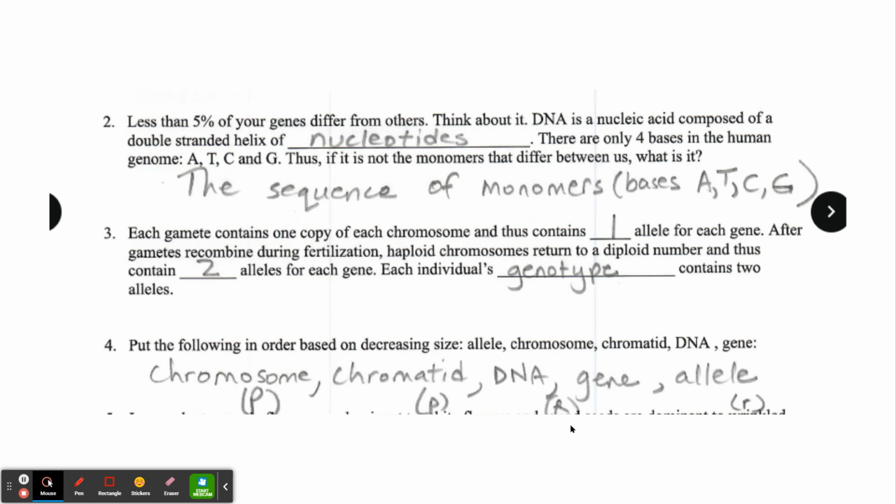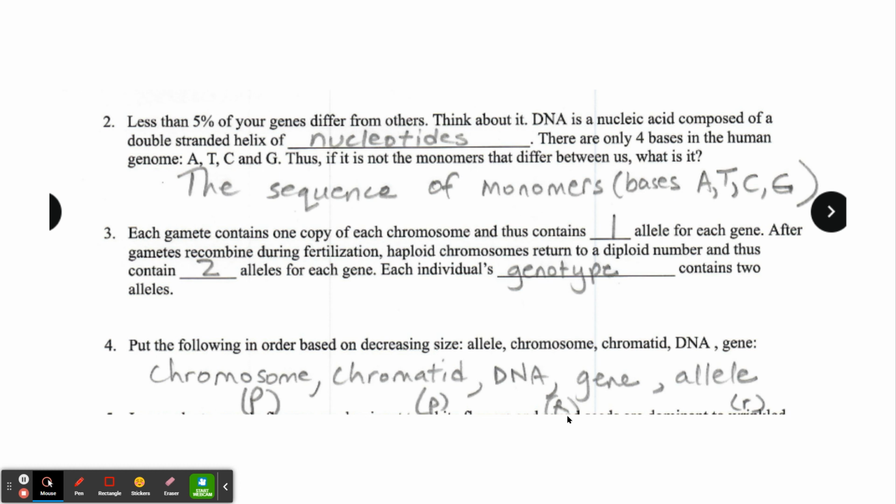Less than 5% of your genes differ from others. Think about it. DNA is a nucleic acid composed of a double-stranded helix of nucleotides. There are only 4 bases in the human genome: A, T, C, and G. Thus, if it is not the monomers that differ between us, what is it? It is the sequence of monomers, bases A, T, C, and G.